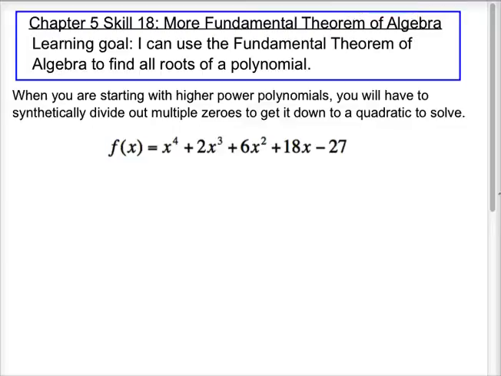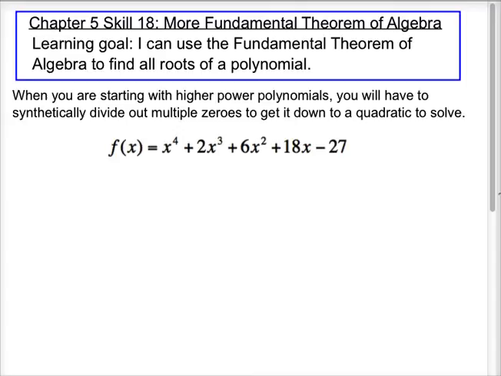Welcome back. So today we're going to continue our investigation of the fundamental theorem of algebra. Today we're going to investigate the idea that you can actually go above cubics when you're solving things this way. Now, when you have something like a quartic, all that means is you have to use synthetic division multiple times to get the polynomial down to a cubic that you can solve, or to a quadratic that you can solve.